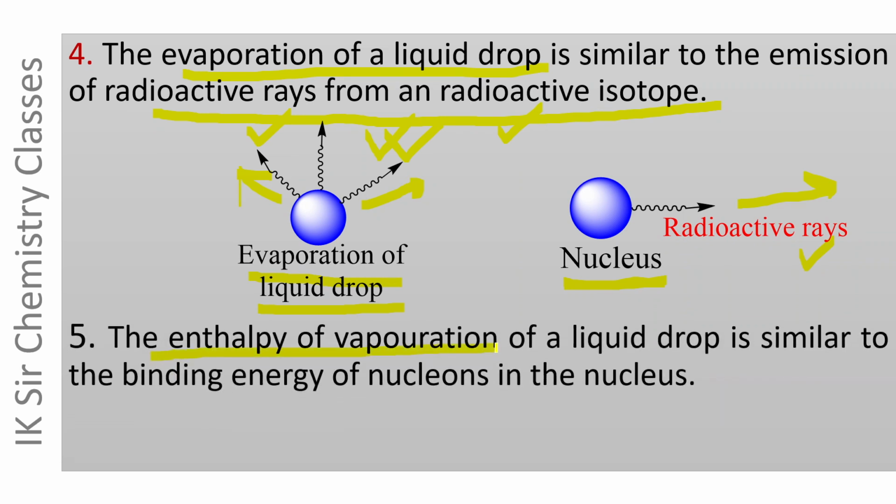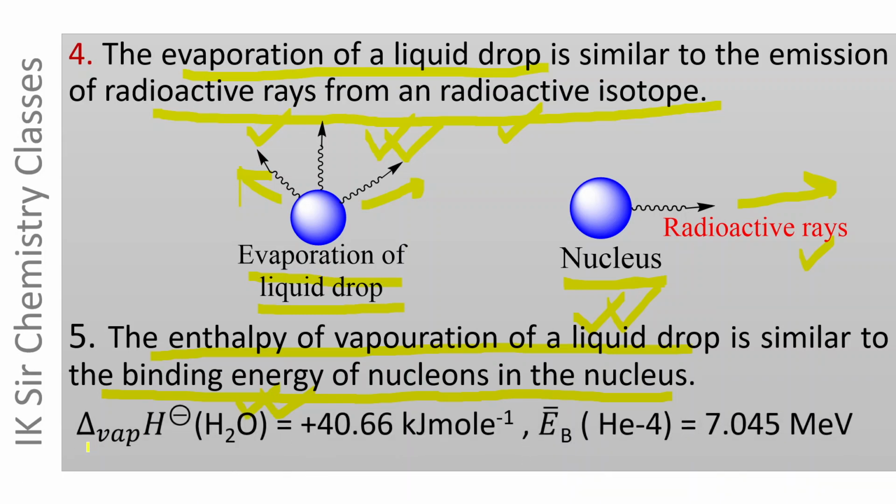The enthalpy of vaporization of a liquid drop is similar to the binding energy of a nucleon in the nucleus. In the nucleus, the nuclear particles are bonded together by a certain force which is called nuclear binding energy. Similarly, in a liquid, the molecules are held together by intermolecular attractive force. Some energy is required to remove molecules from a liquid drop. Similarly, some energy is required to remove a nuclear particle from the nucleus. For example, the enthalpy of vaporization of water is plus 40.66 kilojoule per mole, and similarly, the binding energy of a nuclear particle in the He4 nucleus is 7.045 mega electron volt.